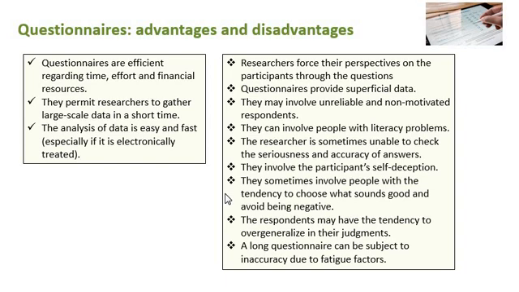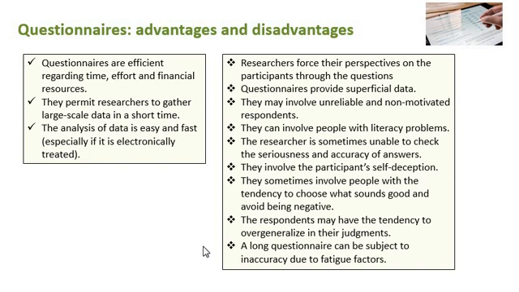Another weakness in using questionnaires or written questions is that people sometimes, or the respondents, have the tendency to choose what sounds or what seems good and avoid being negative. Here they try to please the researcher. This happens especially when they talk about their behavior or when they talk about their attitudes. Also, the respondents may have the tendency to overgeneralize their judgments. Here, this always happens due to the influence or the attempt to be positive.